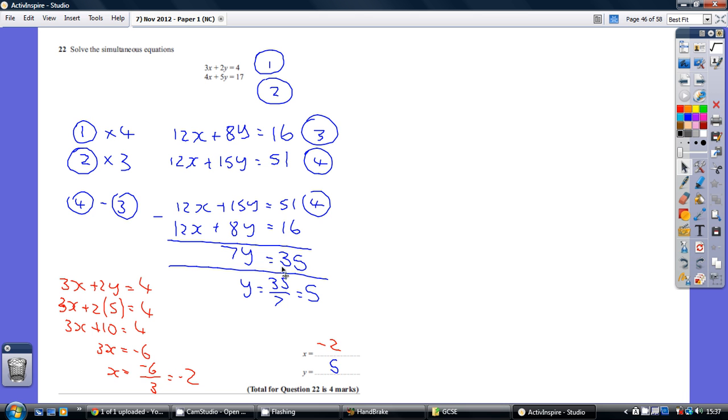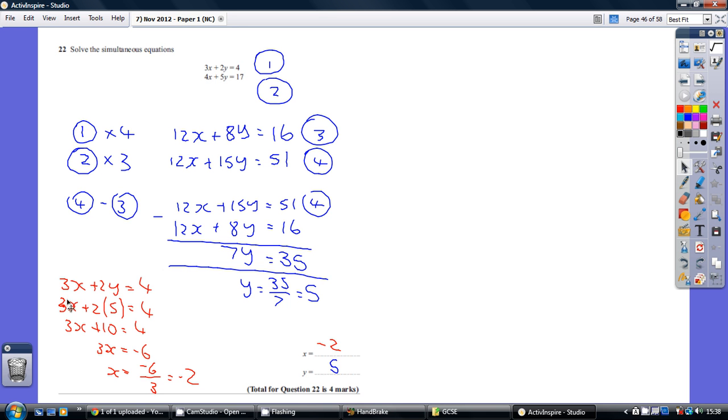7y equals 35. 7 fives are 35, so y is 5. Now to work out what x is, I'm going to substitute my newfound knowledge that y is 5 back into one of these two equations. It doesn't matter which, but I'm going to use the top one because I think it's slightly easier.